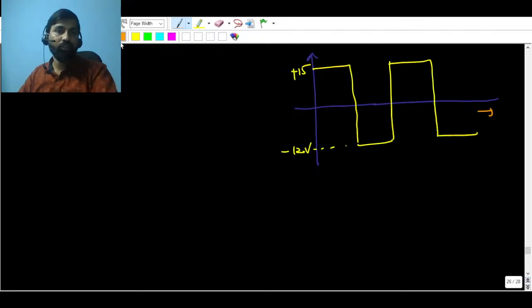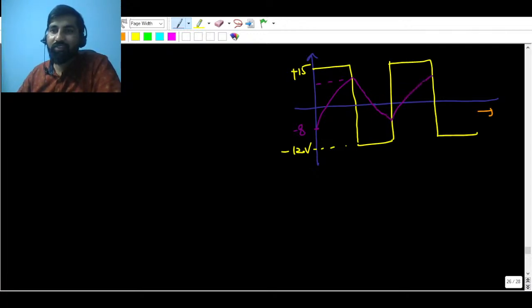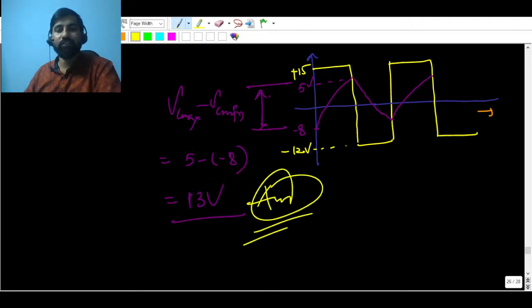Let me draw here. Your capacitor is charging from minus 8 volt, the minimum, and it will go up to 5, and then again come back down. They are asking for the difference between these 2 points. VC max minus VC min is going to be 5 minus of minus 8, that is 13 volt. I hope this makes sense, and this is the answer.